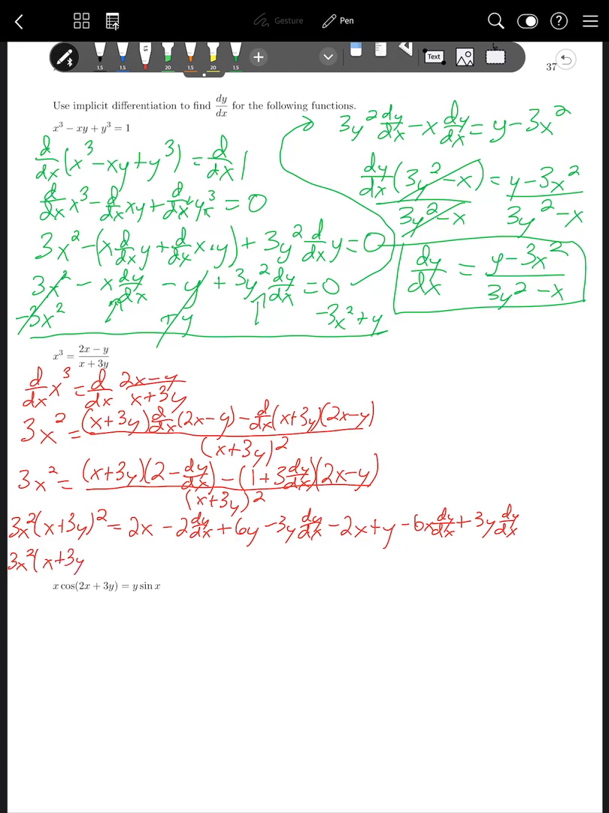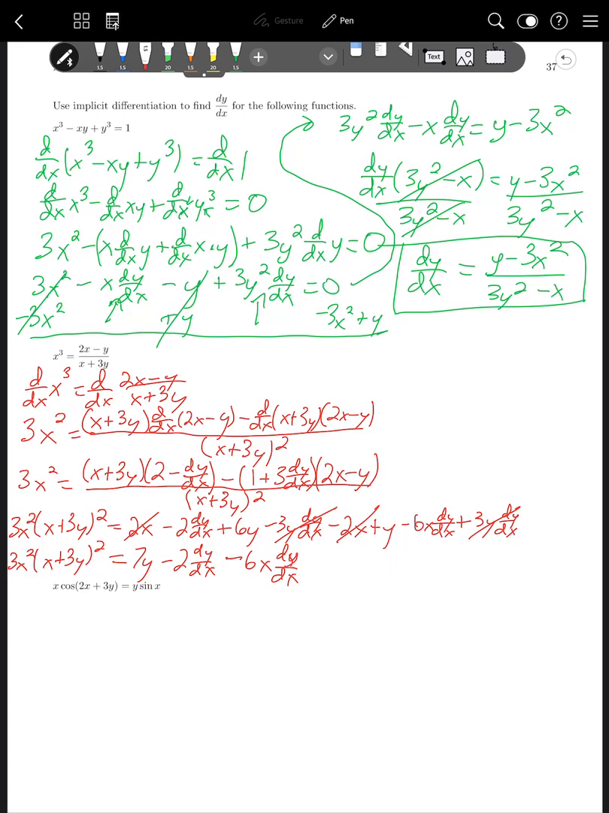Okay, now we're not going to do anything on the left-hand side, but on the right-hand side, I'm going to combine like terms. So I've got a 2x and a negative 2x, so those cancel. I've got negative 3y dy dx and a positive 3y dy dx, so those cancel. And then everything else I can combine a couple things together. So 6y plus y is 7y, minus 2 dy dx minus 6x dy dx.